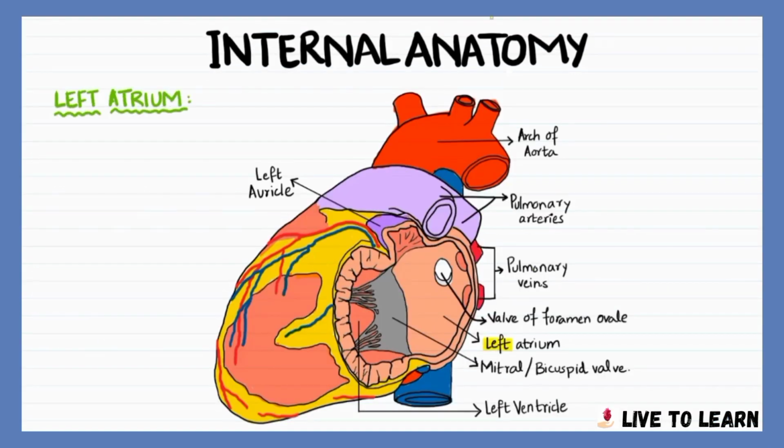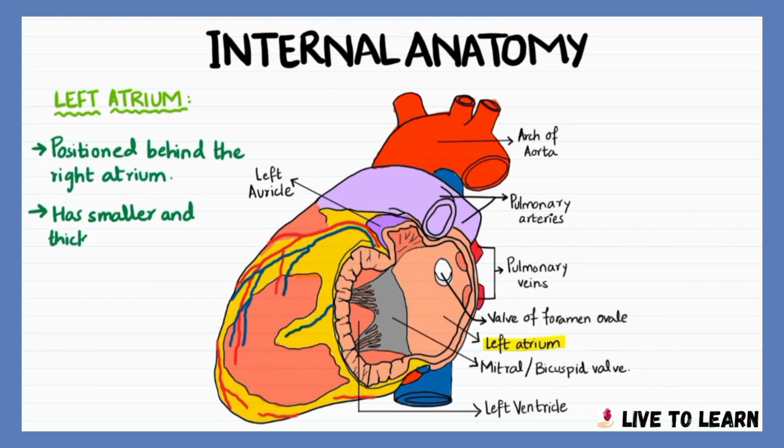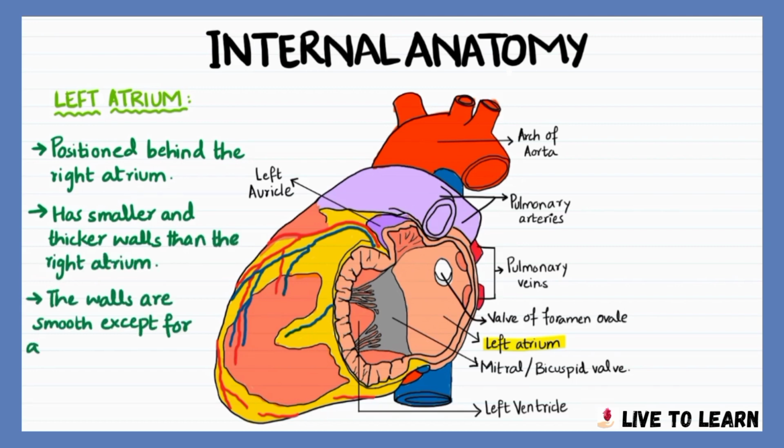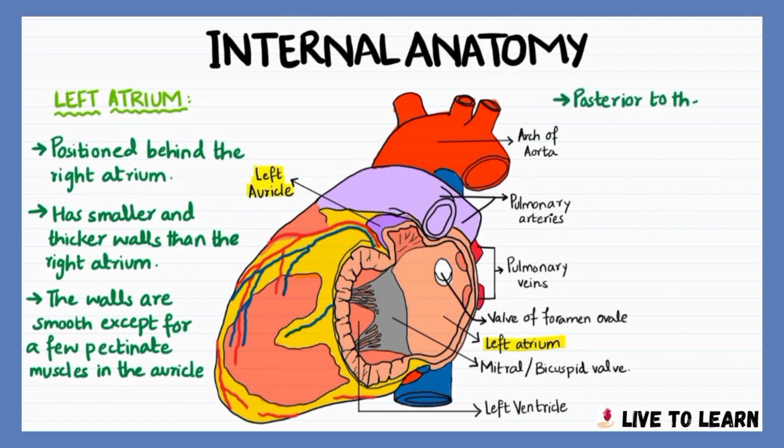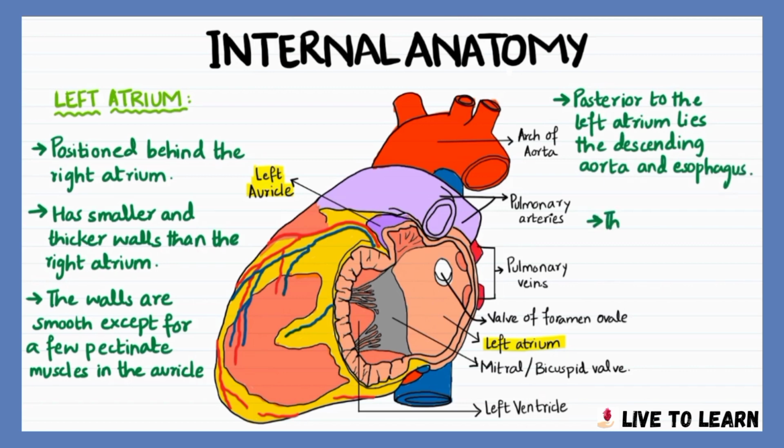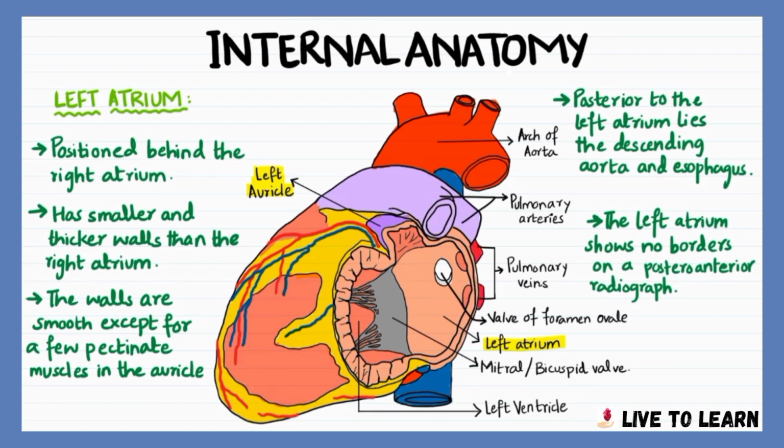The left atrium is positioned behind the right atrium and has smaller and thicker walls than the right atrium. The walls of the left atrium are smooth except for a few pectinate muscles in the left auricle. Posterior to the left atrium lies the descending aorta and the esophagus. The left atrium shows no border on a postero-anterior radiograph since it is positioned behind the right atrium. The left atrium receives oxygenated blood through 4 pulmonary veins.